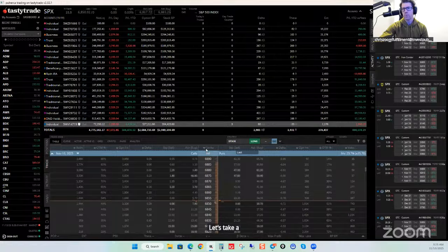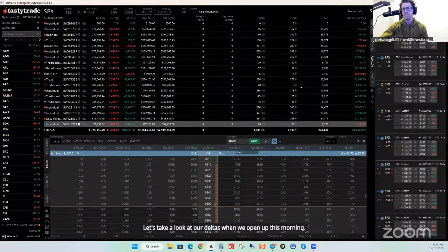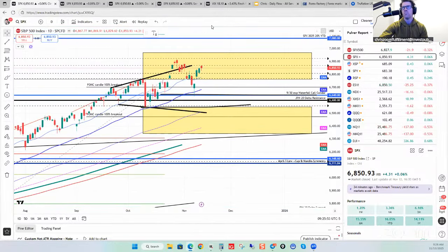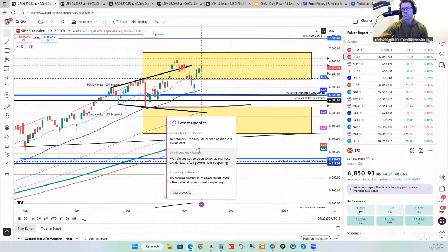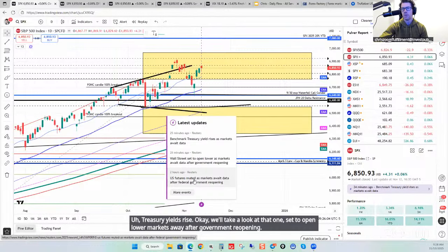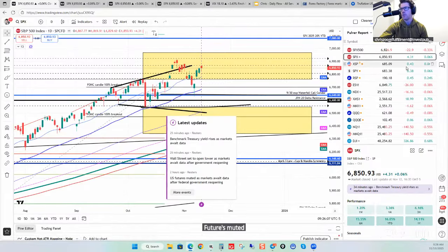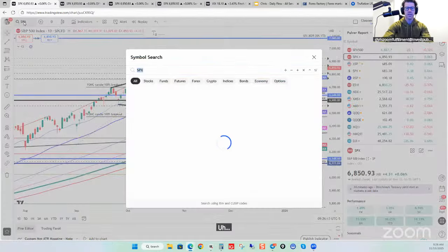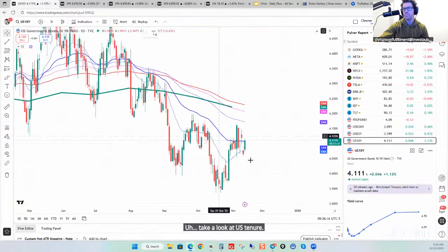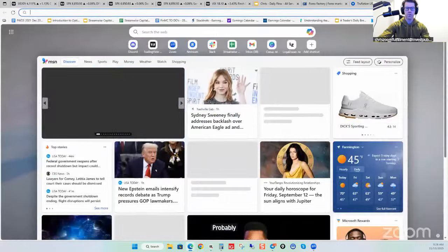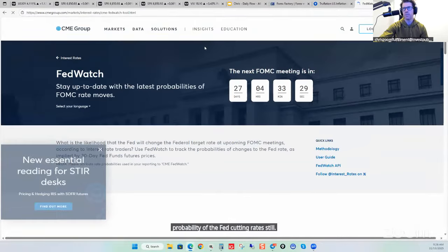Let's take a look at our deltas when we open up this morning. Treasury yields rise. Okay, we'll take a look at that one. Set to open lower, markets away after government reopening. Futures muted. Well, they are not when they're down 0.4%. Let's take a look at US 10-year. Yep. So we're up another 4 to 5 basis points on US 10-year. Probability of the Fed cutting rates still 60%, I believe.